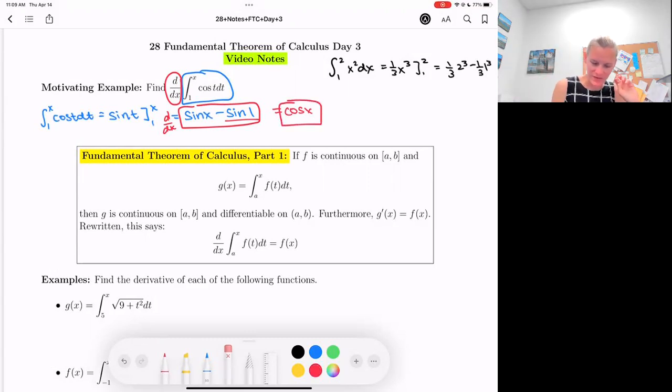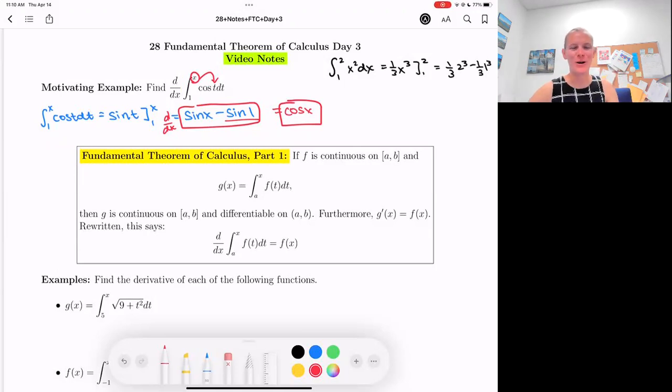And if we notice what happens here, that cosine was the function that was inside of my integral. It started out with cosine of t and it ended up with cosine of x, and x was the variable that was up here. So to some extent, it looks like we just plugged x in, and we got cosine of x out. That's exactly what the second half of the fundamental theorem of calculus tells us.